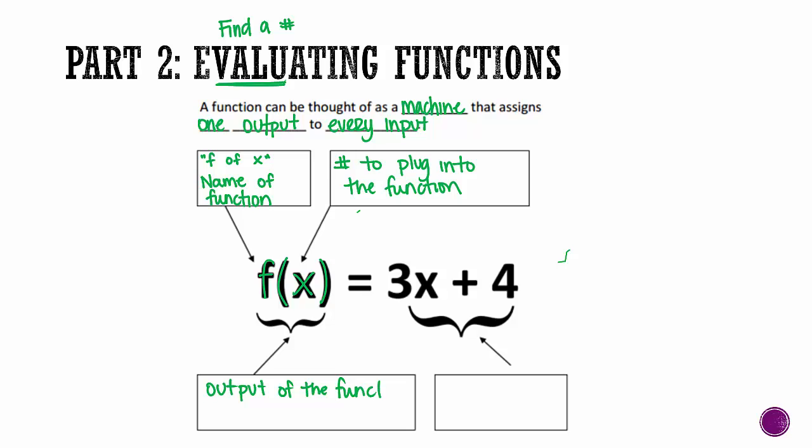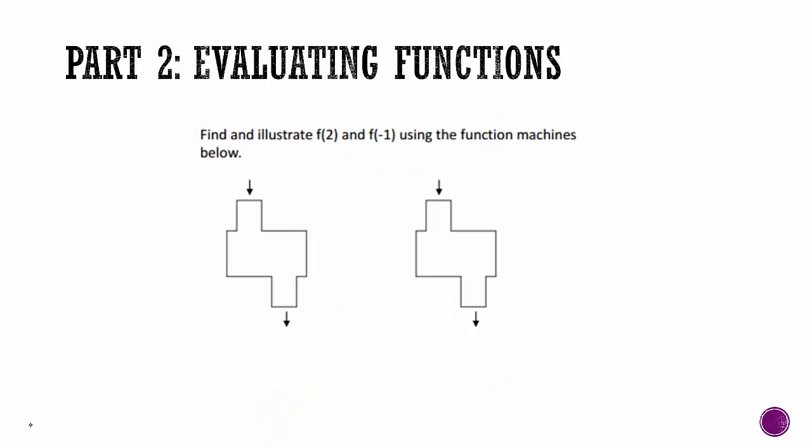Whatever letter or whatever number we get here is our output. Usually this is the y value when we go to graph things. And then this stuff over here, this 3x plus 4, is the function. That's going to be the machine that we're going to use. So on this next page, let's actually find what this function machine is going to do.